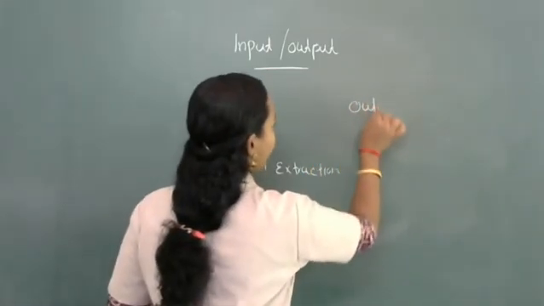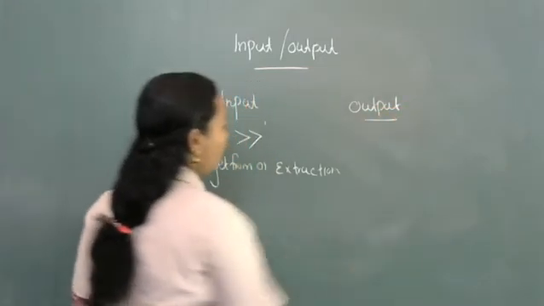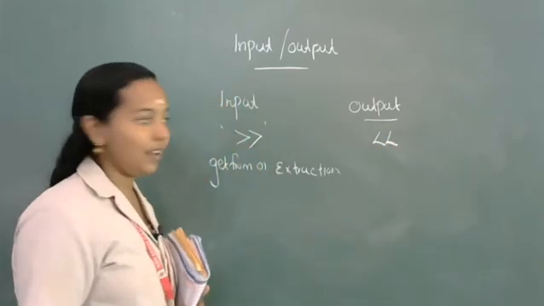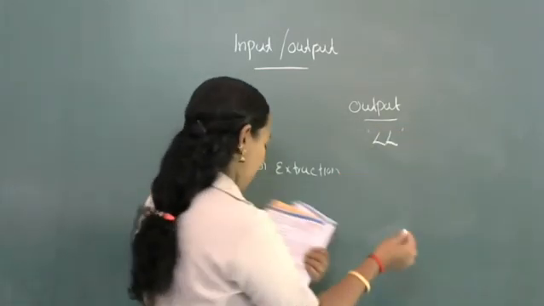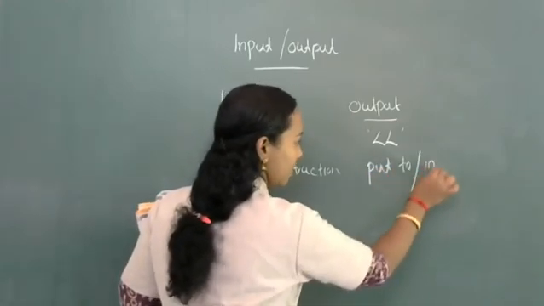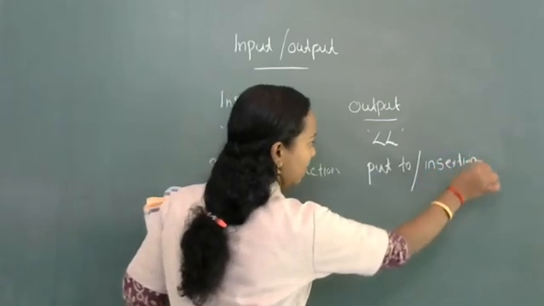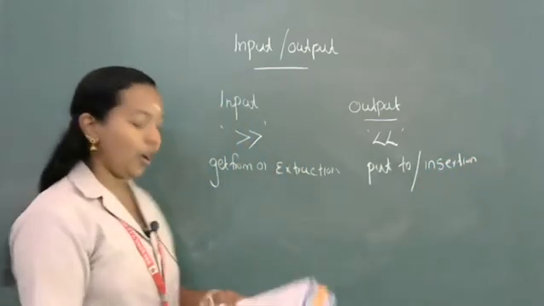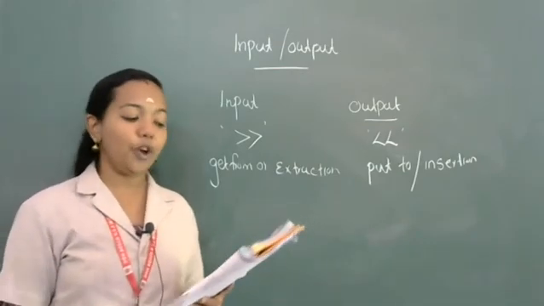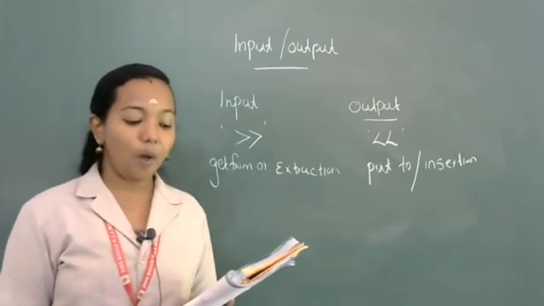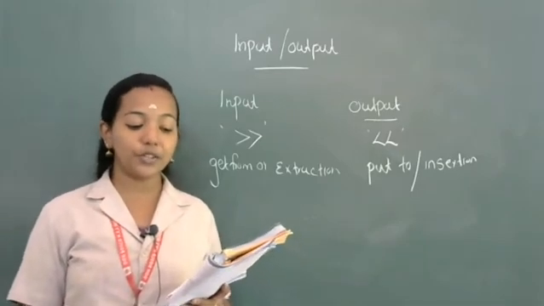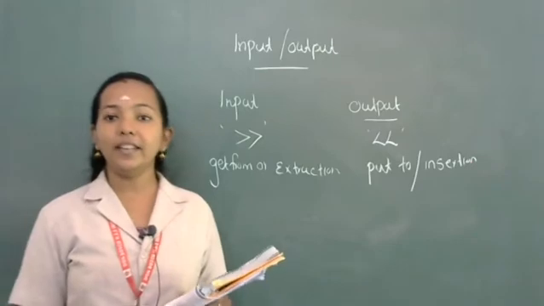Then the output operator, just the opposite: two less than symbols together, and this is also known as the put to or insertion operator. Okay, I will read the sentence. C++ provides an input operator for this operation. This operator is also known as the get from or extraction operator. The symbol is constituted by two greater than symbols.